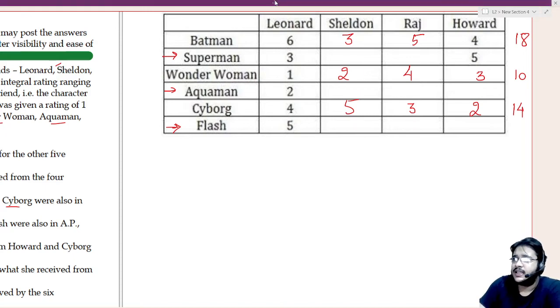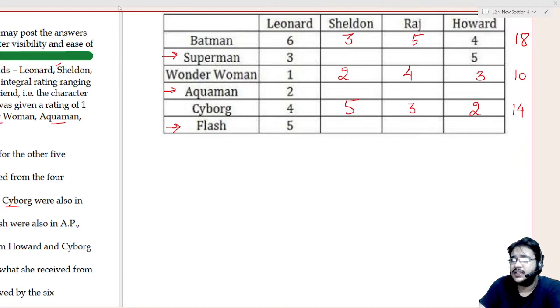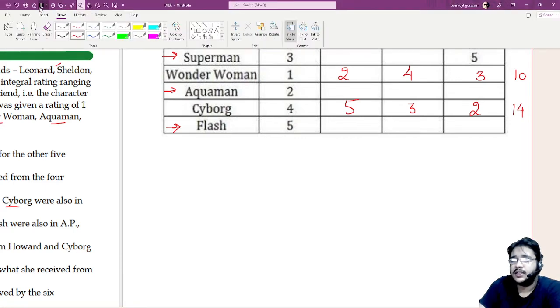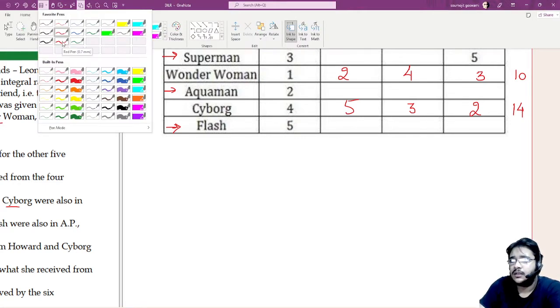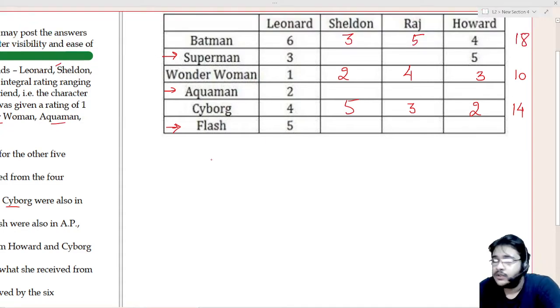One thing that they have said is, let me just take the pen color. Yeah. Okay, so they said that Superman, Aquaman and Flash, the sum of their ratings, basically whatever will come at this place and this place, are also in an arithmetic progression with a common difference of 1. Now is there a way in which I can find that out? Obviously there's a way. Let me tell you how.